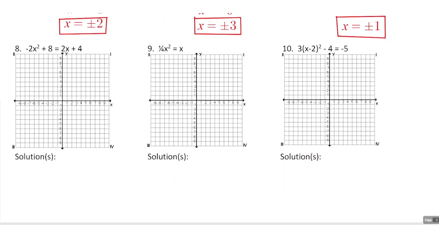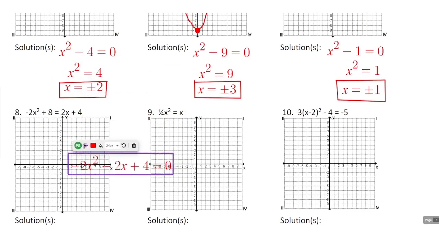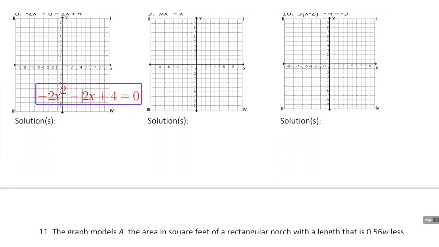Number 8, we've got a lot going on here. I think we ought to merge these two. I think we want this equal to 0 so we can actually do all the solving and graphing and whatnot. So let's subtract 2x and 4 from both sides, and we'll get -2x squared minus 2x plus 4 equals 0. We can simplify this a little bit. I might as well just stick this down here.